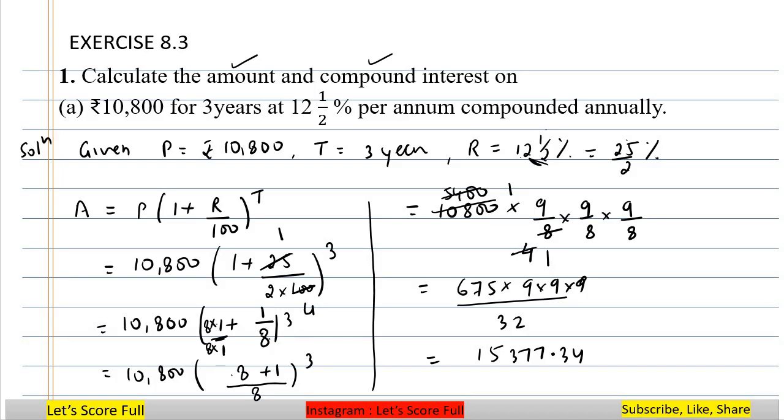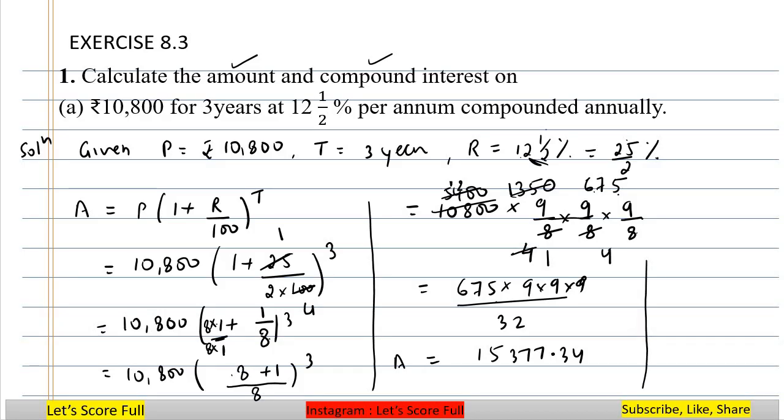4 1s are 4, carry on 1, it is 14. 4 3s are 12, then 2. 4 5s are 20, and so on. Again you can cut by 2. 2 4s are 8, then 6s, 7s, and then 5s. Then it is 675, that's what I wrote. 9 I have 3 times, 4 8s are 32. So this is the amount. We were calculating the amount, so we got the amount.